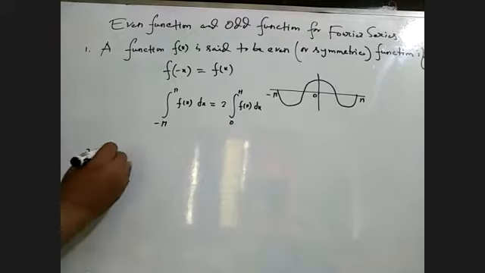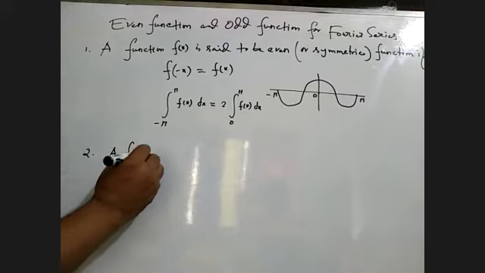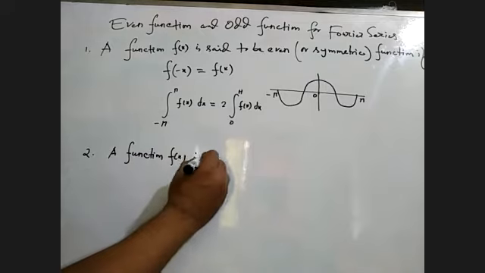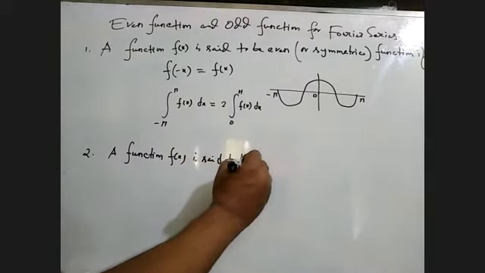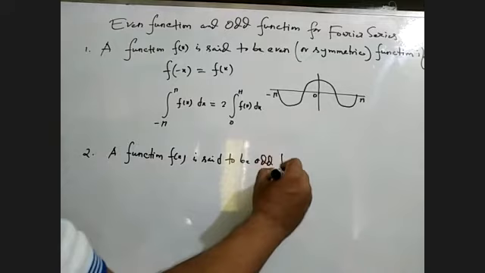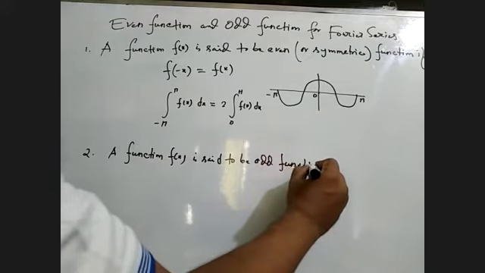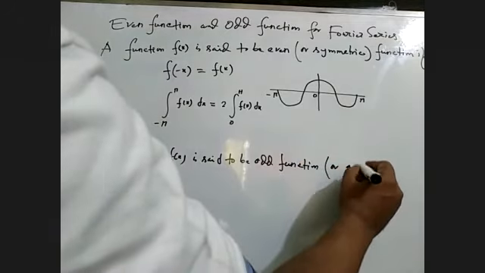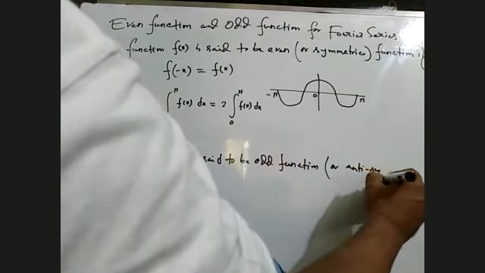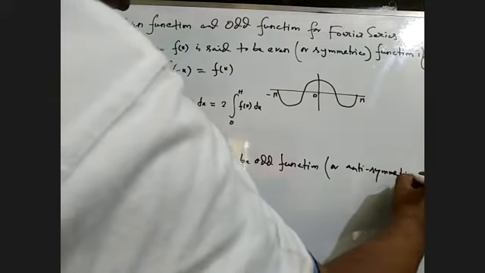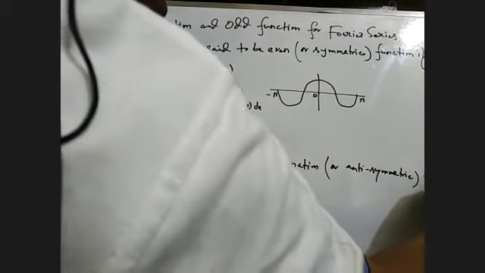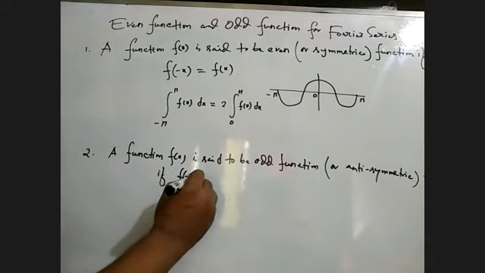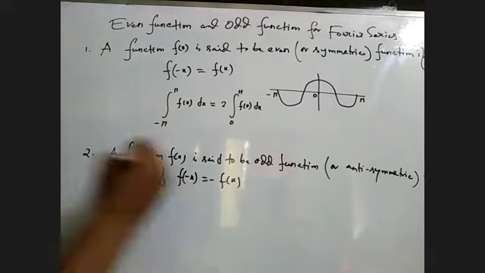Now another concept: for an odd function, a function f of x is said to be odd, or antisymmetric, if the function can be written as f of minus x equals minus f of x.